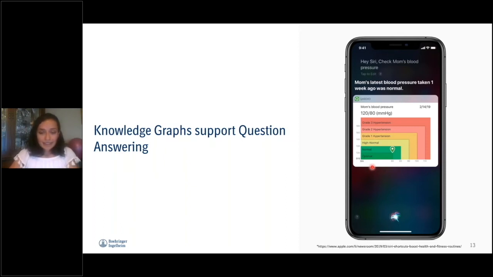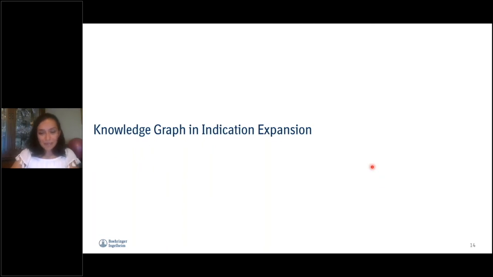So this is the summary. I hope it was a nice summary of what the knowledge graph is and how it can be fun to use, and how we can use it in our cases.